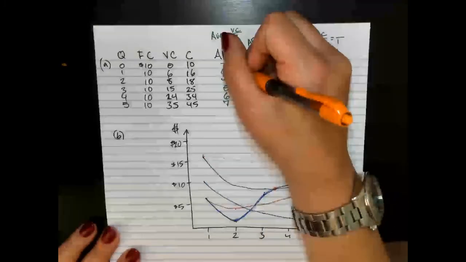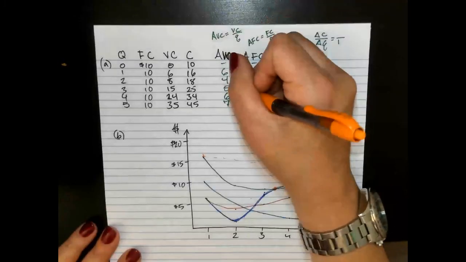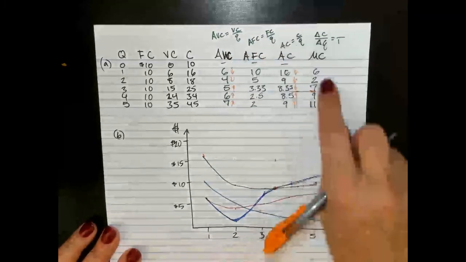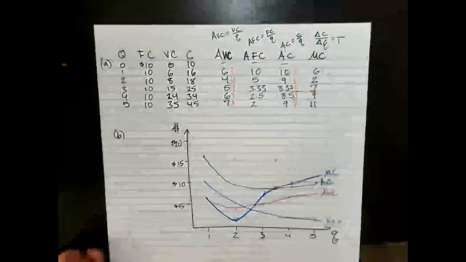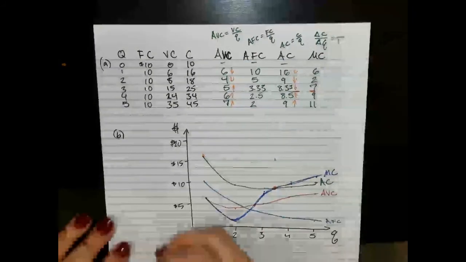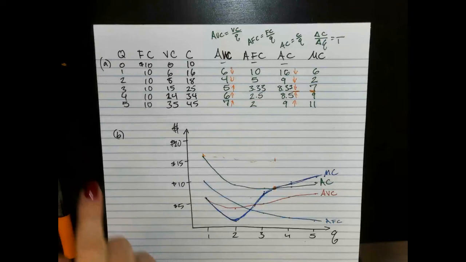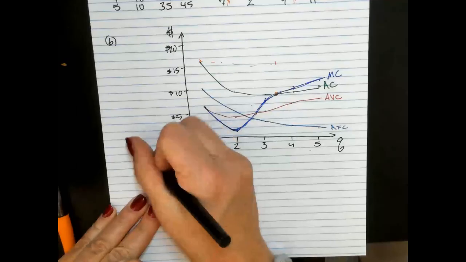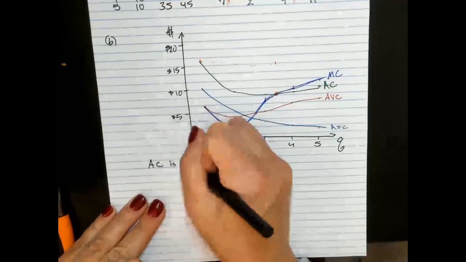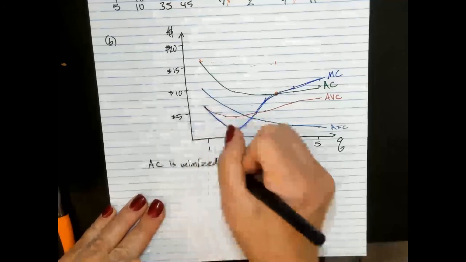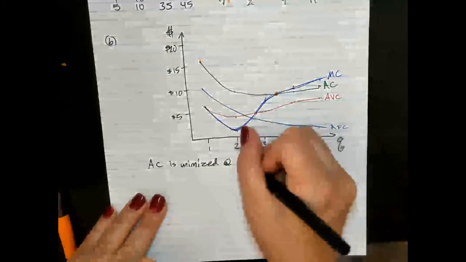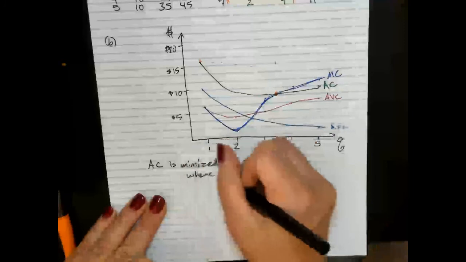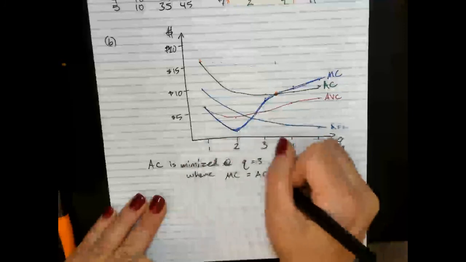Marginal costs are 6, and then it goes down, and then it starts to go up again. And this is an earlier point than when it crosses total cost. It's over here when they cross somewhere between 2 and 3, right? So the answer is that average cost is minimized at a quantity of 3 or where marginal cost is equal to average cost.